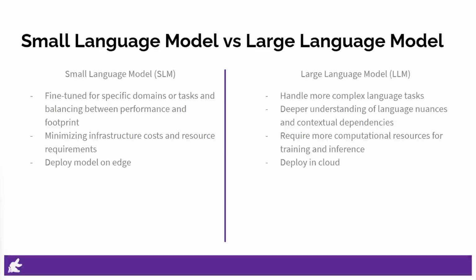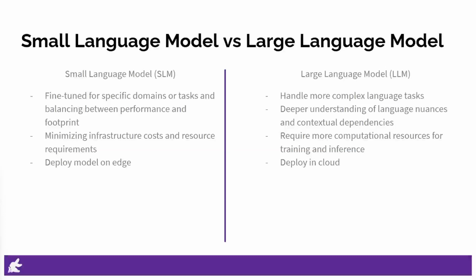SLMs can be fine-tuned for specific domains or tasks, resulting in better performance and understanding within those particular areas. For example, a small language model could be sufficient and cost-effective if you need a language model to generate short product descriptions for an e-commerce website. SLMs offer a cost-effective solution for enterprises leveraging AI capabilities without requiring large resources. This enables organizations to deploy language models on edge devices, further reducing costs and improving efficiency.